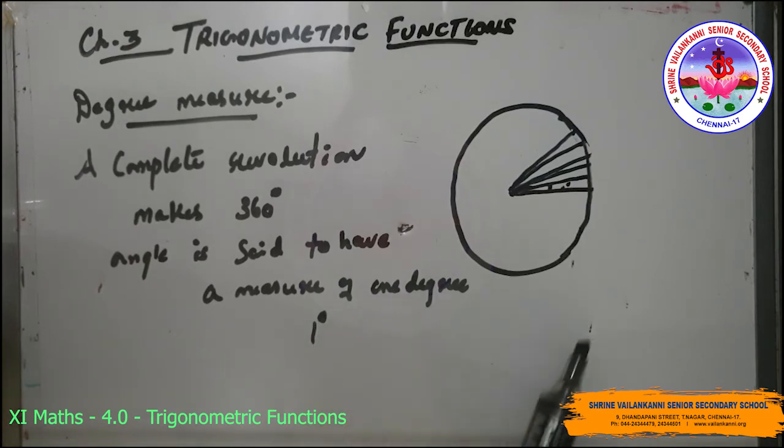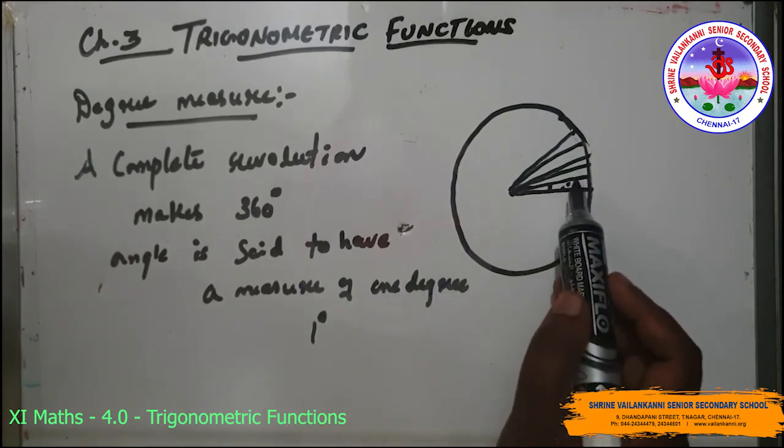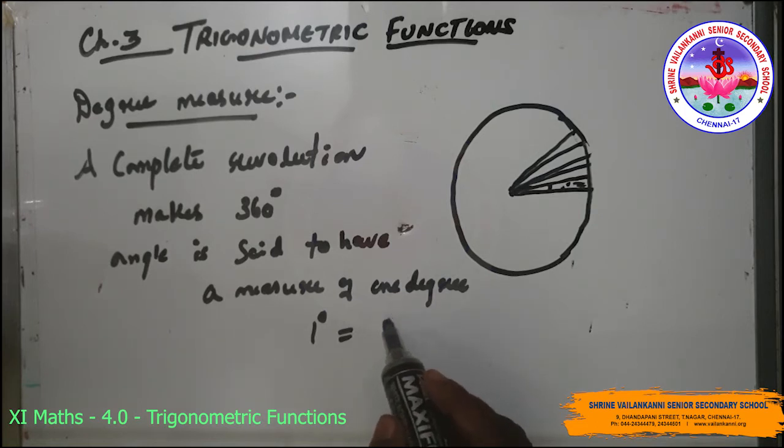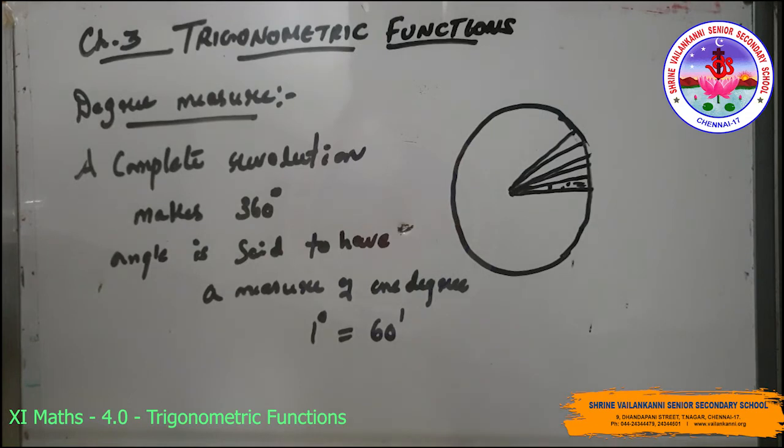And each degree is divided into 60 parts, which is known as 60 minutes. So 1 degree is equal to 60 minutes. Minutes is written like this, and a minute is divided into 60 seconds. So 1 minute is equal to 60 seconds.